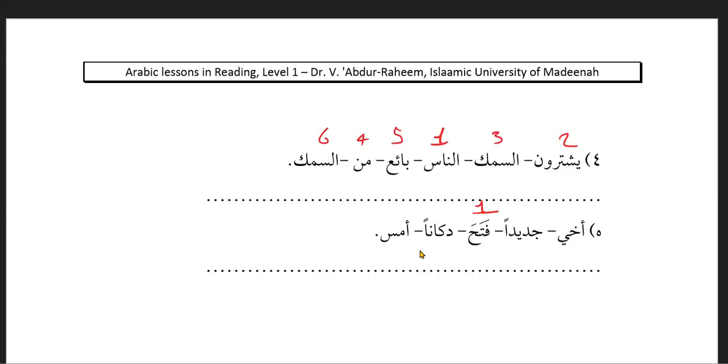عبد القيوم. نعم. Start with فتح. فتح أخي دكاناً جاء جديداً أمسي. نعم. فتح أخي دكاناً جديداً أمسي. نعم. ما معنى الجملة؟ My brother went. لا. فتح. Opened. My brother opened a new shop. أمسي, yesterday. نعم. Yesterday. My brother opened a new shop yesterday. فتح أخي دكانا جديدا أمسي.